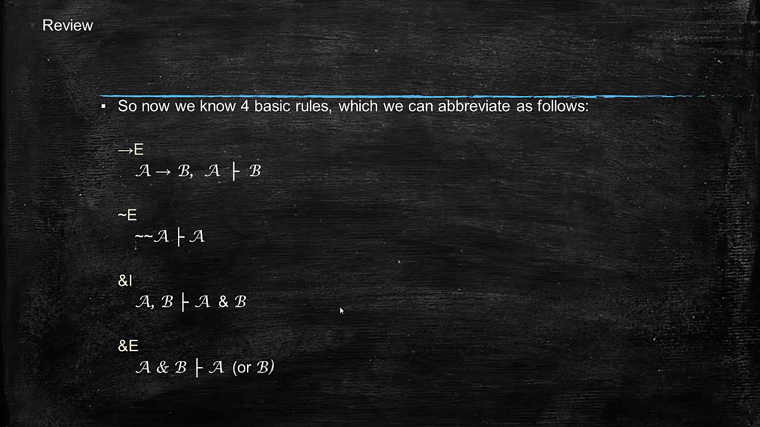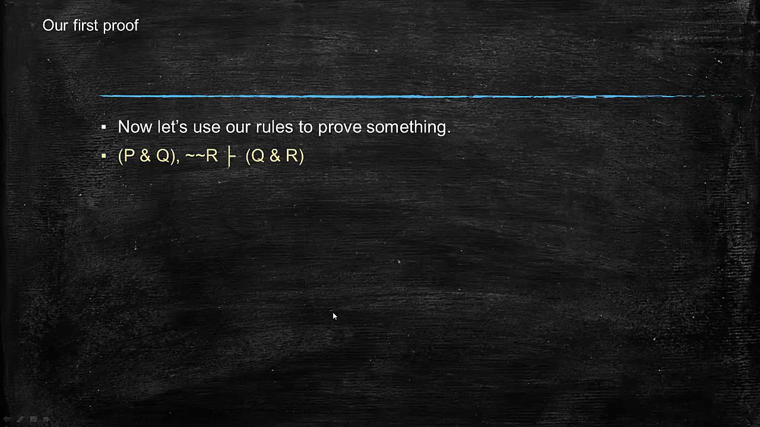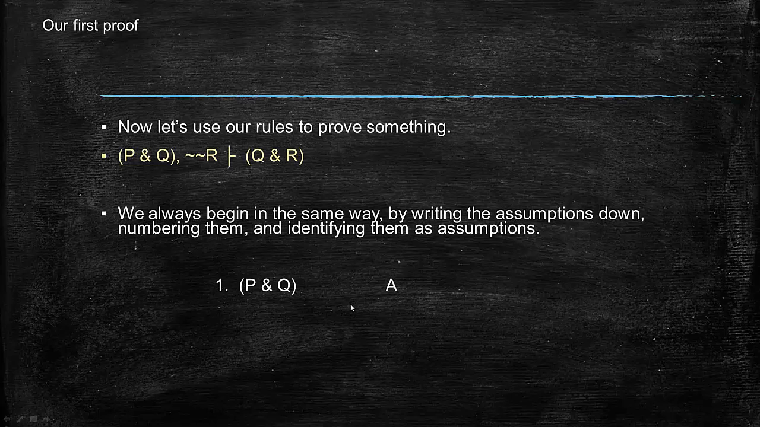Okay, so let's do some examples real quick. So here's our very first proof in propositional logic. Let's go ahead and prove this: P and Q, not R, entails Q and R. So there's no choices to make early on. The way you start a proof is always by writing down the assumptions like this. Okay, so P and Q, not R, are the two assumptions which we've labeled as assumptions. Don't ever forget to do that.